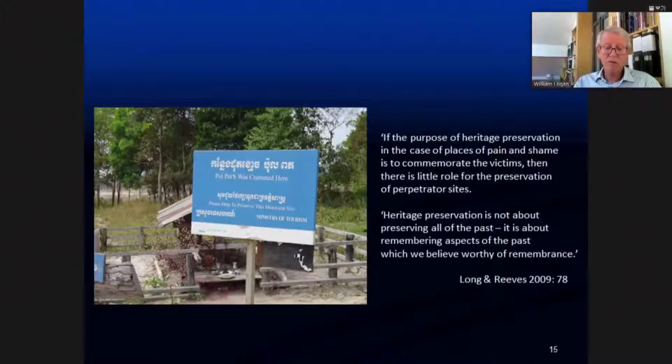If the purpose of heritage preservation in the case of places of pain and shame is to commemorate the victims, then there's little role for the preservation of perpetrator sites. Heritage preservation is not about preserving all of the past. It's about remembering aspects of the past which we believe worthy of remembrance. So we might bear that in mind, is my point.